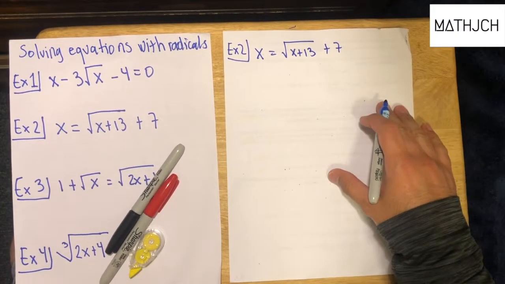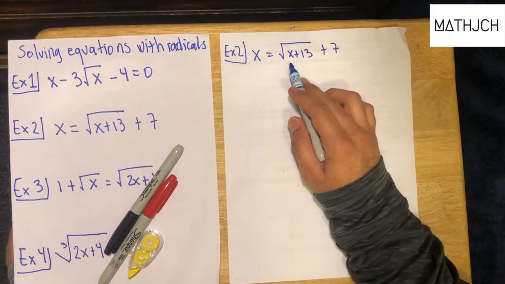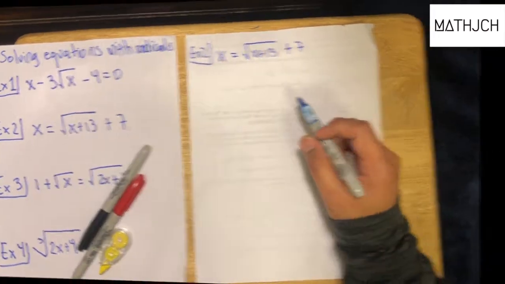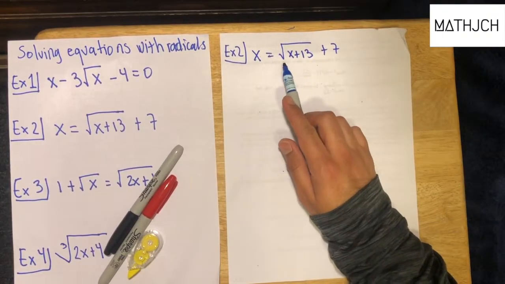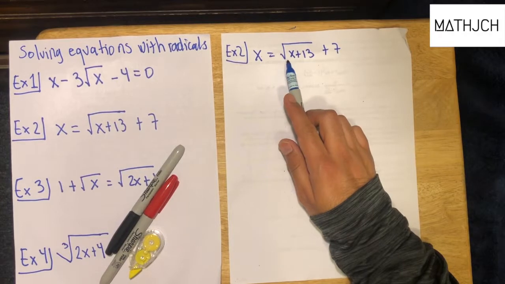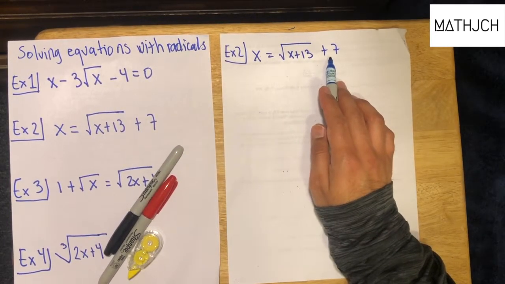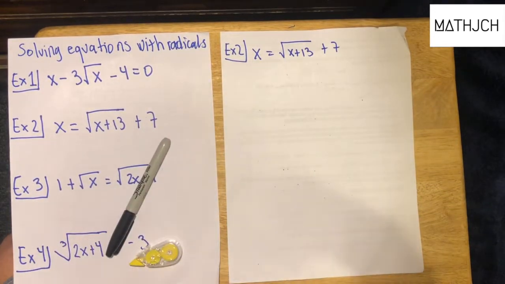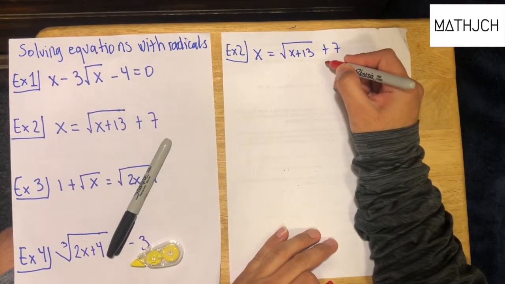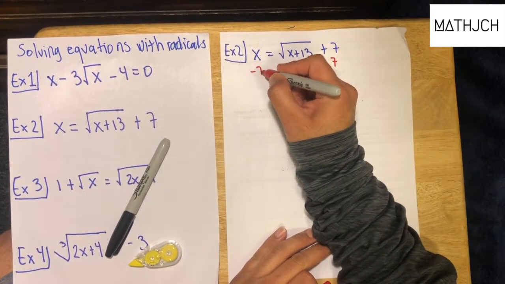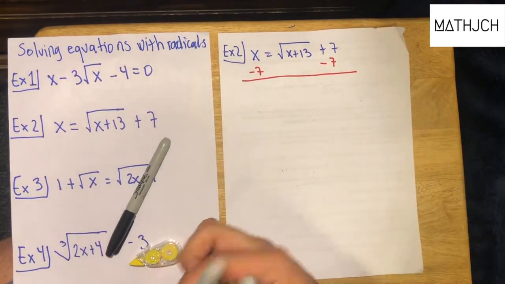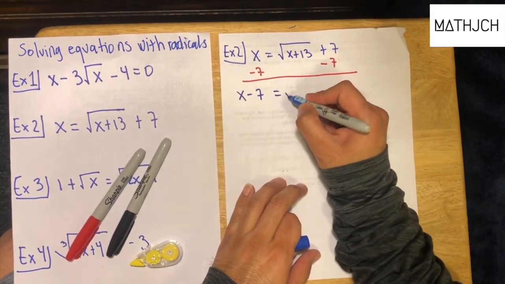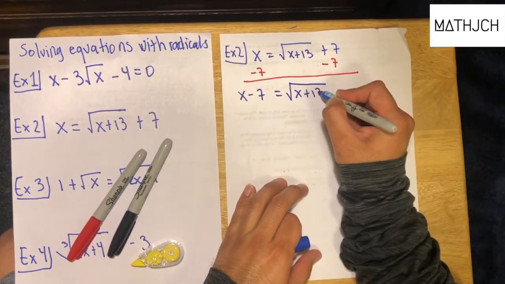For our second example, we have x equals the square root of x plus 13, plus 7 outside. So let's get started. The first step is to leave the square root term by itself. That means we have to move this plus 7 to the other side. The opposite of plus 7 is minus 7, so we move it to the other side. That will leave us with x minus 7 equals the square root of x plus 13.